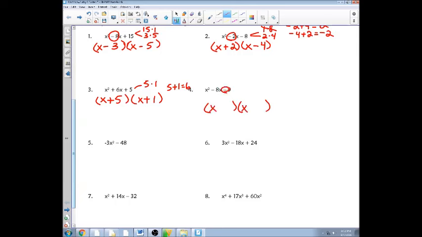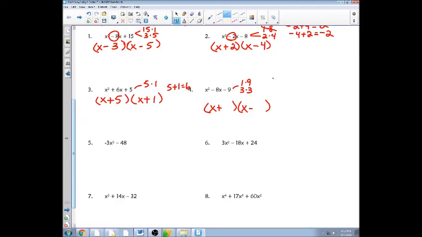When my c value is negative, I know that my signs will be opposite of one another. We talked about that in problem number 2. Now, I have to figure out what multiplies to 9. There is 1 times 9 and 3 times 3. I need to find something that will add to negative 8. Some combination of 1 and 9 or some combination of 3 and 3 that will add to 8.